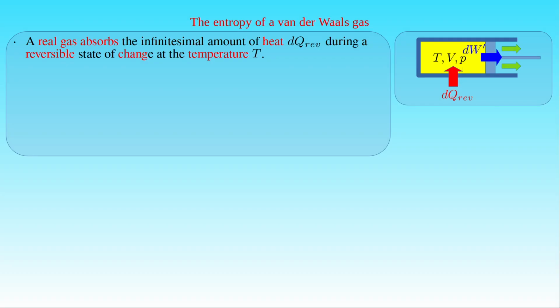We follow the same procedure with a real gas in the van der Waals approximation, but first we consider a special case where the position of the piston is fixed, that is, the volume of the gas is constant and no pressure-volume work is done.